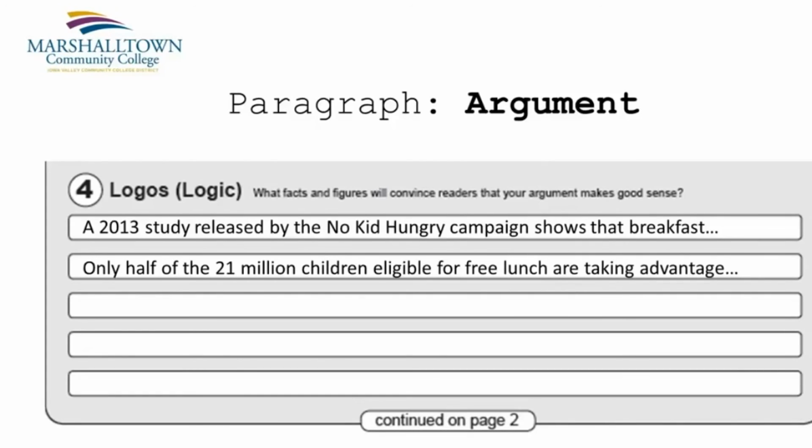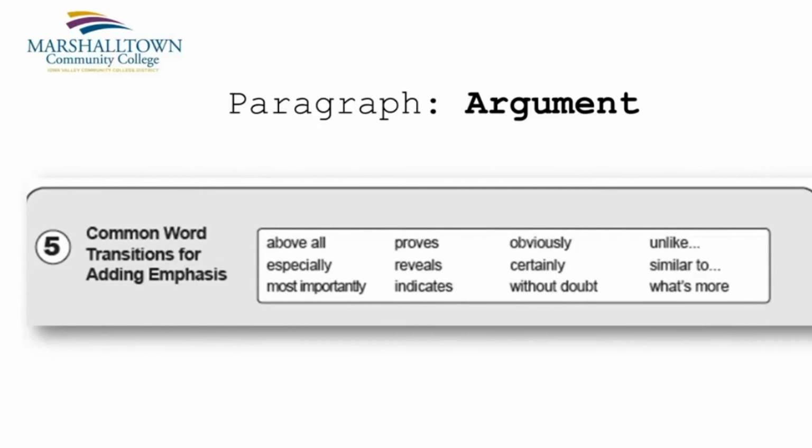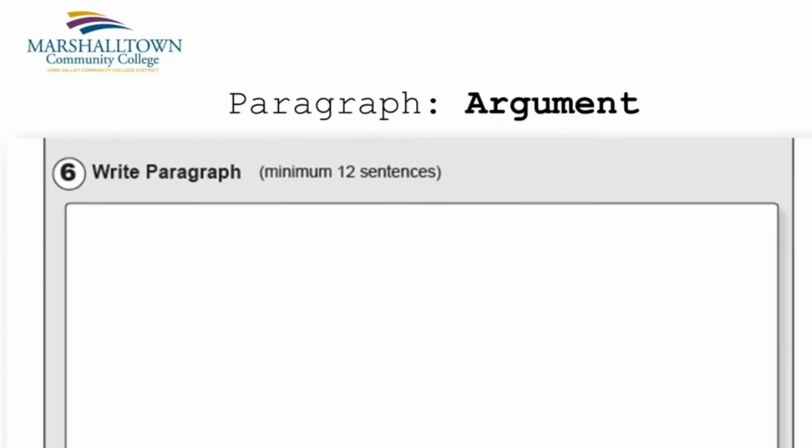Now, after you've listed a variety of different details, things that will help the ethos, the pathos, and the logos of your argument, it's time to put them all together in a complete paragraph. Be sure to include transition words throughout your paragraph to add emphasis to your argument. You can find out more about this technique in your textbook, and I've also provided a few suggestions on the worksheet itself.